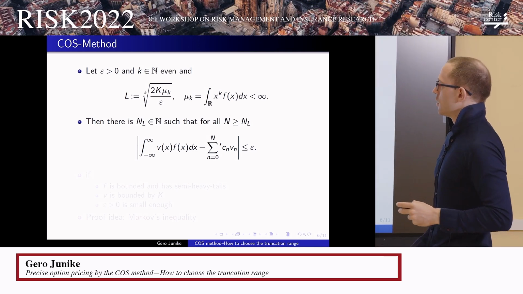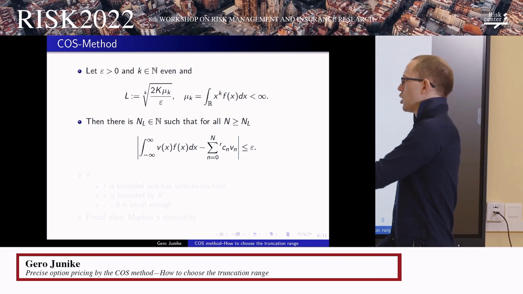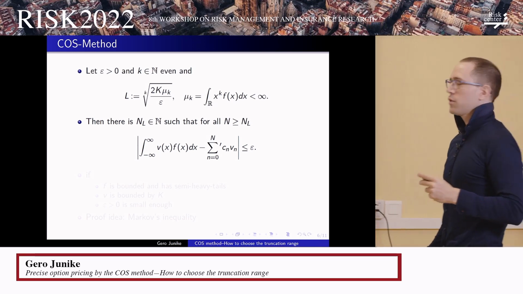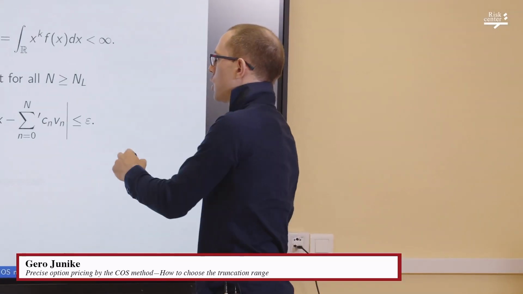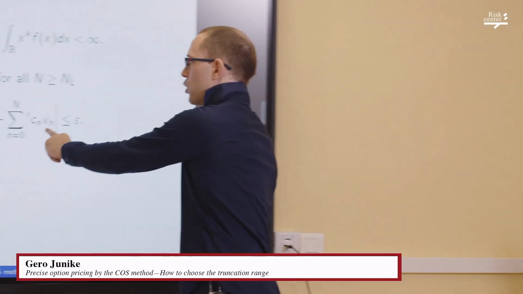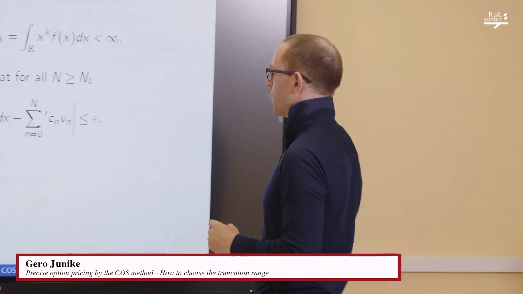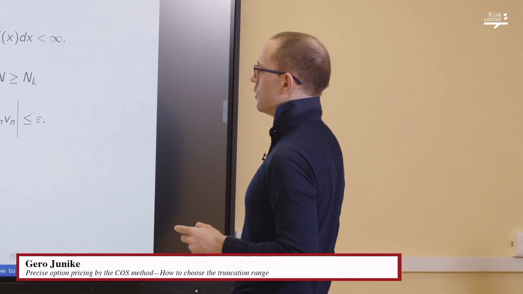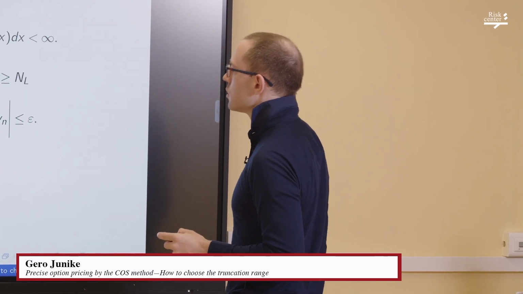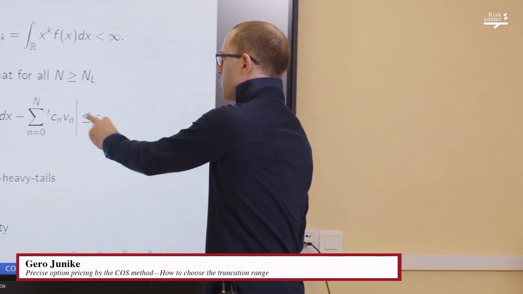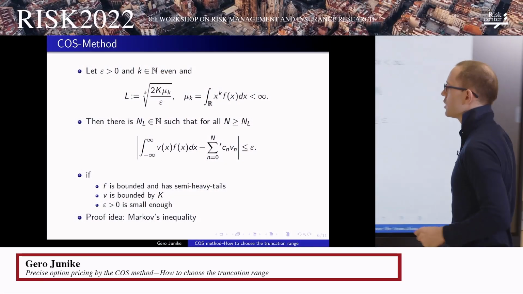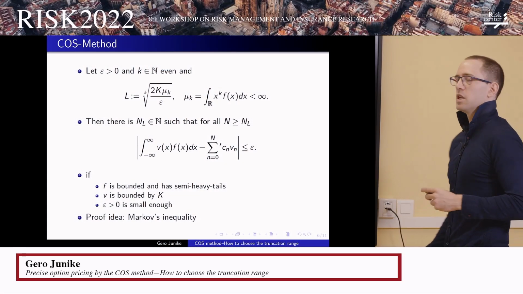the price of our put option only differs by at most epsilon from the approximating price of the put option. And we have some conditions for this approximation to hold. So f has to be bounded and has to have semi-heavy tails.